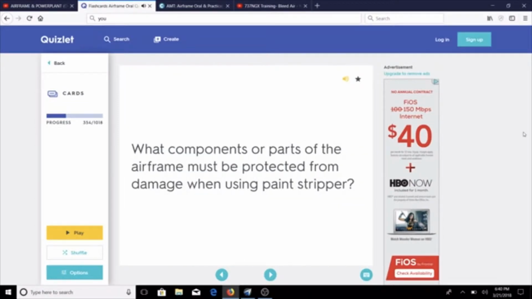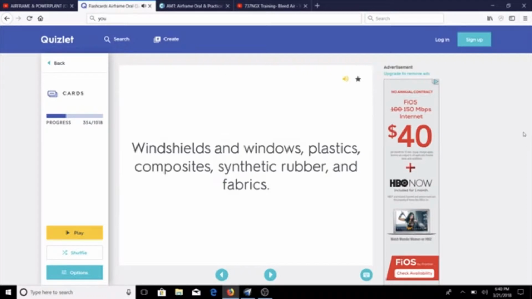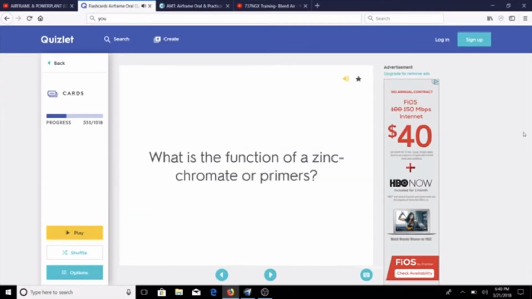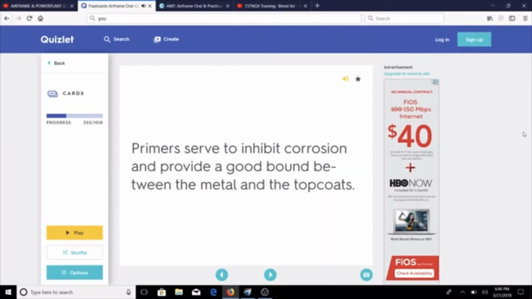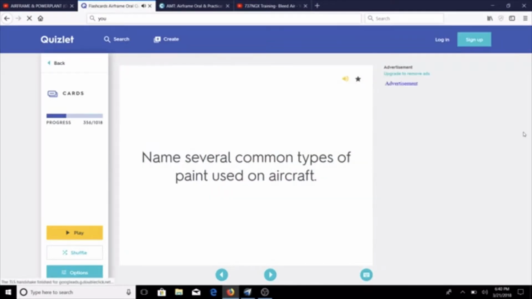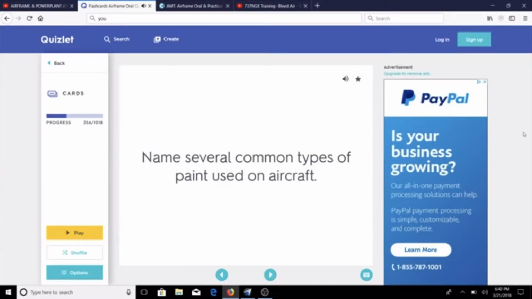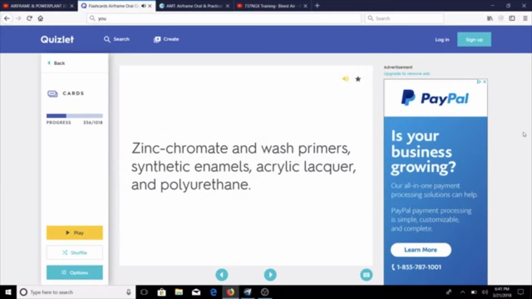What components or parts of the airframe must be protected from damage when using paint stripper? Windshields and windows, plastics, composites, synthetic rubber, and fabrics. What is the function of zinc chromate primers? Primers serve to inhibit corrosion and provide a good bond between the metal and the top coats. Name several common types of paint used on aircraft. Zinc chromate and wash primers, synthetic enamels, acrylic lacquer, and polyurethane.